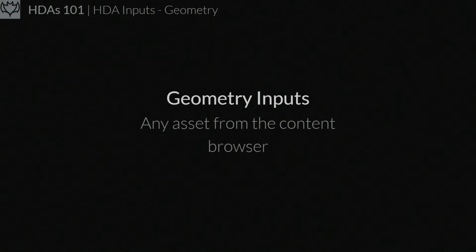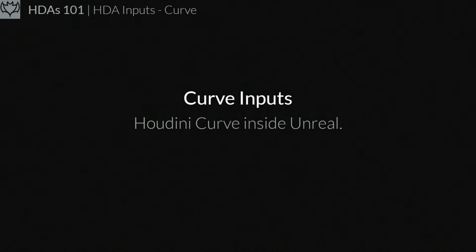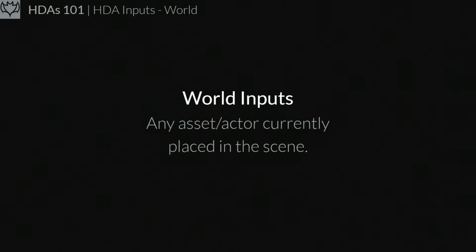So firstly, geometry inputs, so any asset in the project directory, such as a static mesh. Secondly, a Houdini curve inside Unreal. And finally, a world input, which is essentially any actor or asset placed in the level currently.